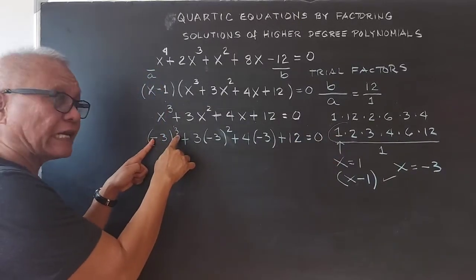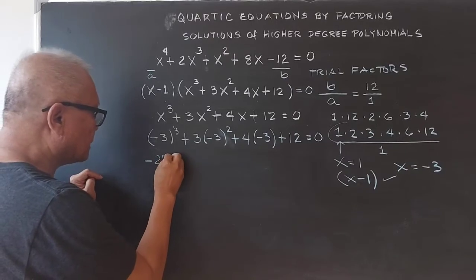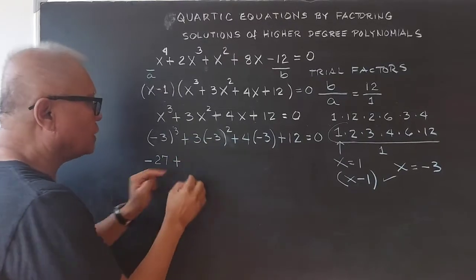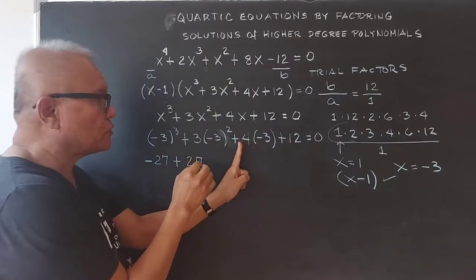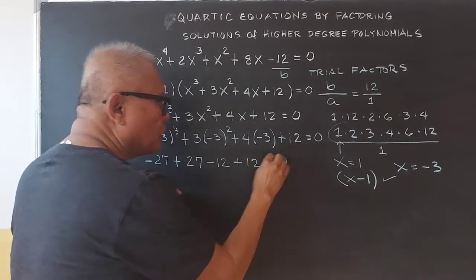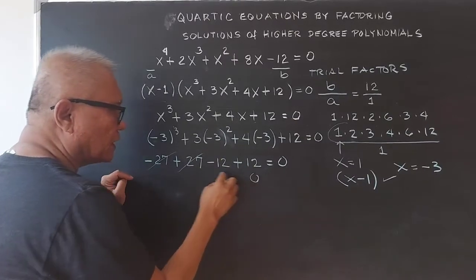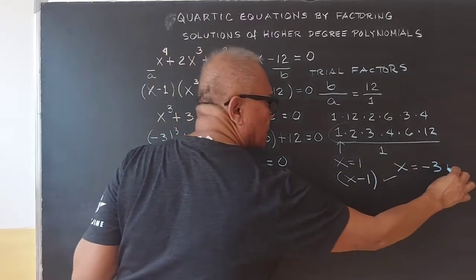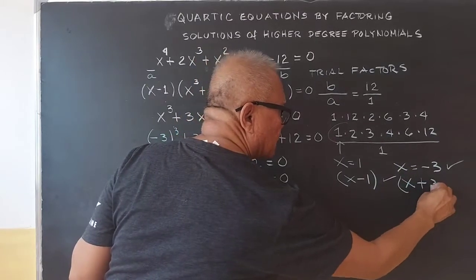So, negative to the exponent is negative. So, we have negative 3 times 3, 9 times 3 is 27. And then this one, negative times negative is positive, times positive is positive here. 3 times 3 is 9, times 3 is 27 here. Okay, negative times positive is negative 12 here. And then we have the plus 12, there is equal to 0. Then we add this one, negative 27, this 27, negative 12, and positive 12 is 0. So, it's okay. So, our x equals negative 3 is one of the factors. And we can write that one as x plus 3.